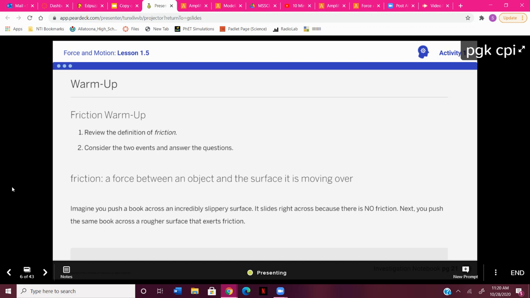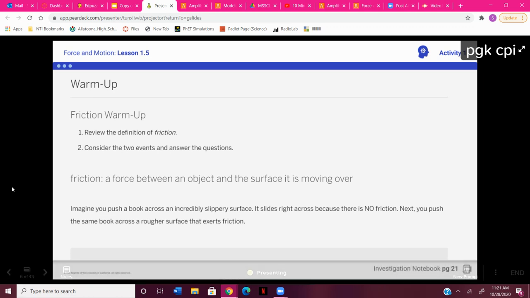All right, what I want you to go ahead and do is go into this warm-up. Click on this screen, and you're going to consider the two events and answer the questions. Imagine you push a book across an incredibly slippery surface. It slides right across because there is no friction. Next, you push the same book across a rougher surface that exerts friction. Those are your two events. Make sure you answer those questions, and the definition of friction is right there at the top. I'm going to give you just a few minutes to do this, and make sure you come back to Pear Deck when you are done.